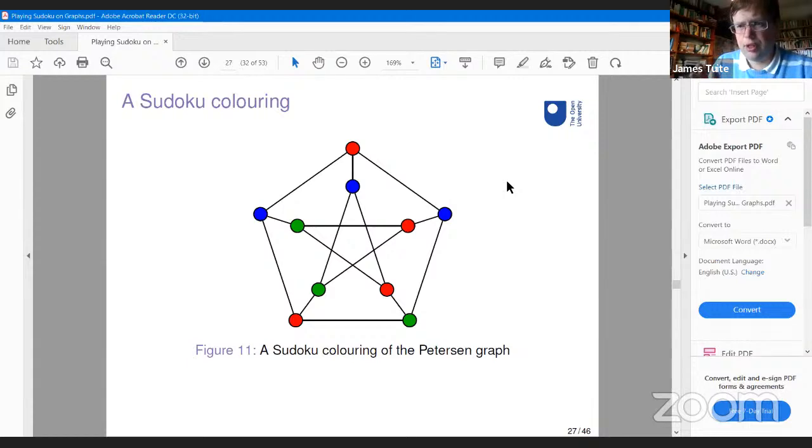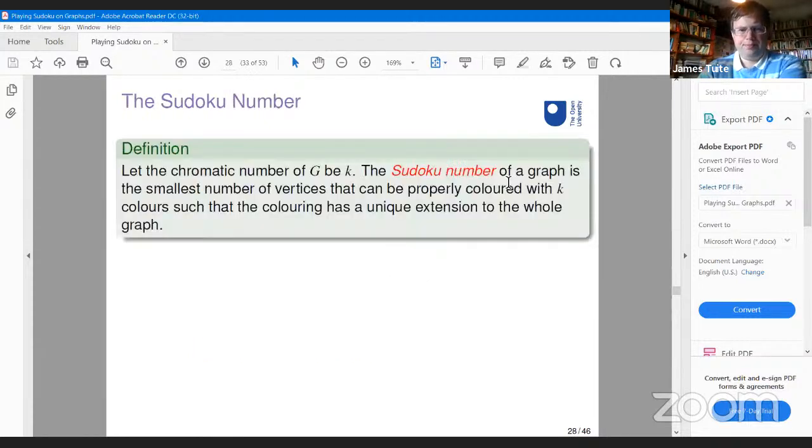So I've just exhibited a way of having 4 clues in the beginning on the Petersen graph, which leads to a unique coloring. So instead of the Sudoku graph, we're looking at this funny board instead. And 4 clues is the best possible. If I start with 3 clues, then there's always going to be more than one way of completing the rest. Let's look at some examples, shall we?